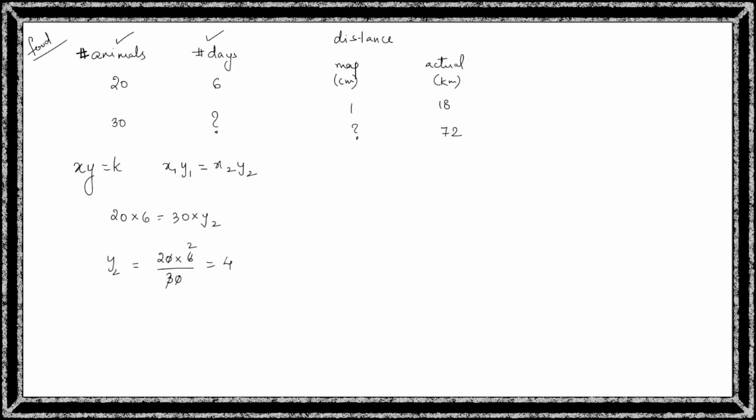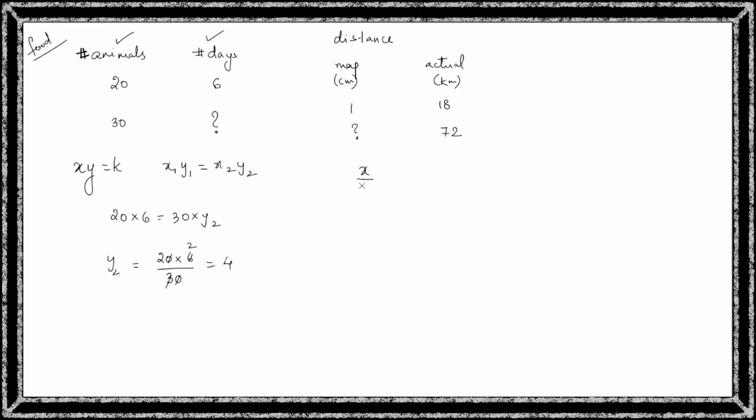So we have taken care of the first part, which is identifying the parameters, and then we have the table. Now we have to decide whether it is direct or inverse proportion. On the map, whatever we call the scale, if the distance is more on the map, then the actual distance is going to be more, naturally. So this is direct proportion.